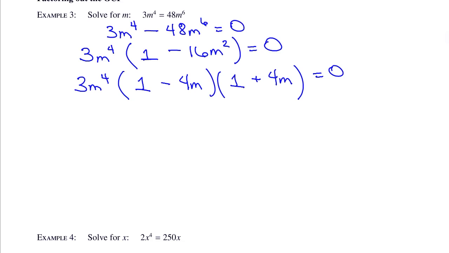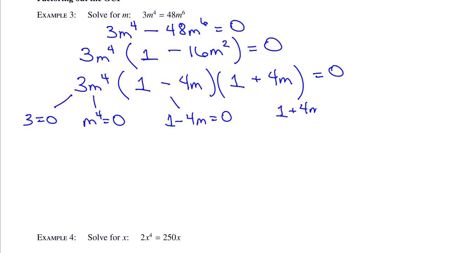Next, let's set each factor equal to 0. So 3 equals 0, m to the 4th is equal to 0, 1 minus 4m equals 0, and 1 plus 4m equals 0. 3 equals 0 is false, so discard that. M to the 4th is equal to 0 only gives the solution m equals 0.